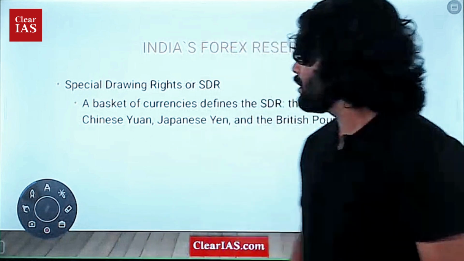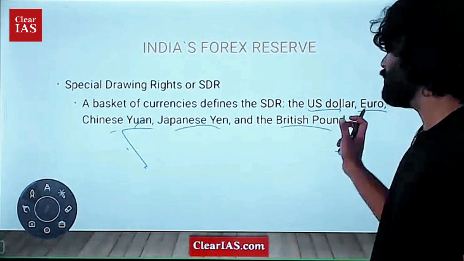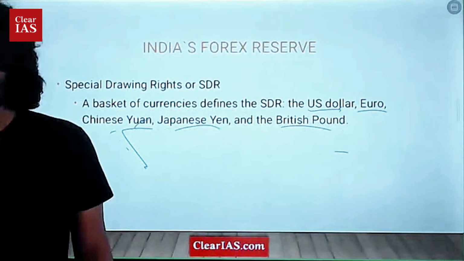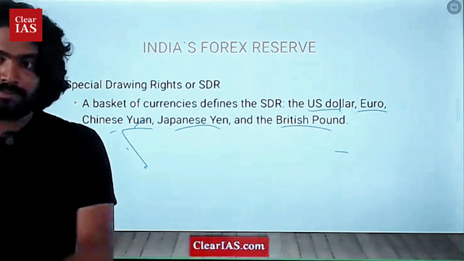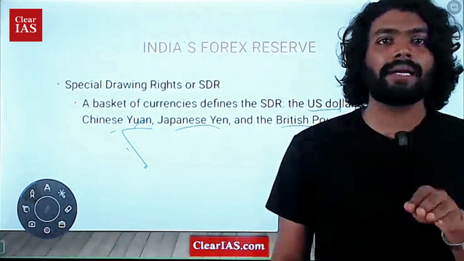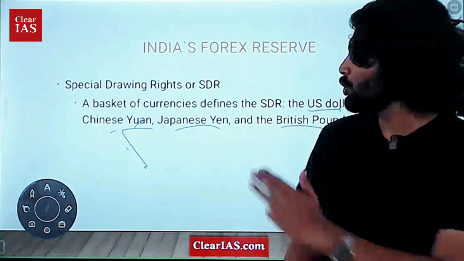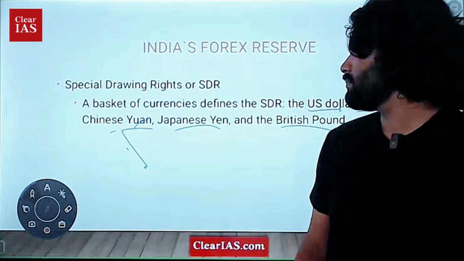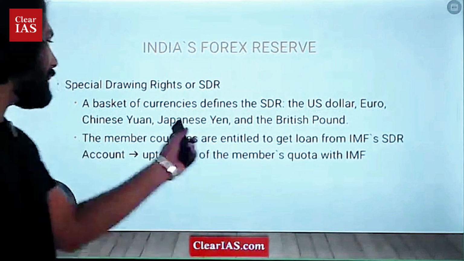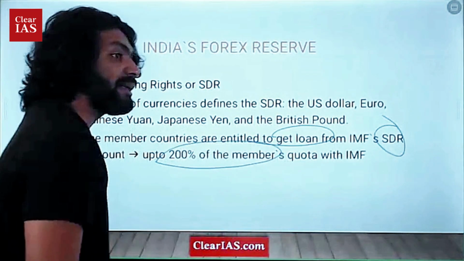But its value depends on currencies: the US dollar, euro, Chinese yuan or renminbi, Japanese yen, and the British pound. Five currencies, not six, five currencies. So SDR is itself not a currency. You may get a statement like that, and in the course of time you will take it as a true statement. No. SDR is not a currency, but its value is dependent on five currencies: the Japanese yen, Chinese renminbi, US dollar, pound, and euro. Yes, euro. These are the currencies that determine international trade, the most important currencies. The member countries are entitled to get a loan from the IMF through SDR up to 200% of the member's quota with the IMF.